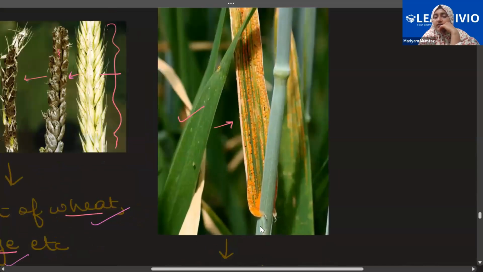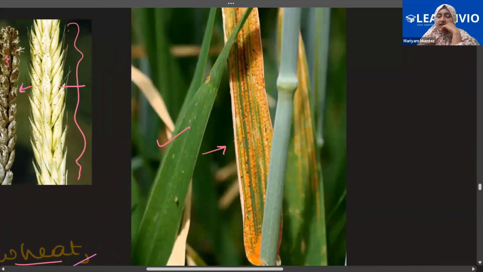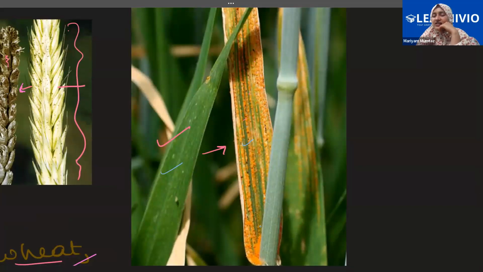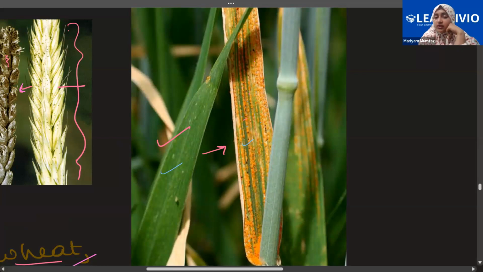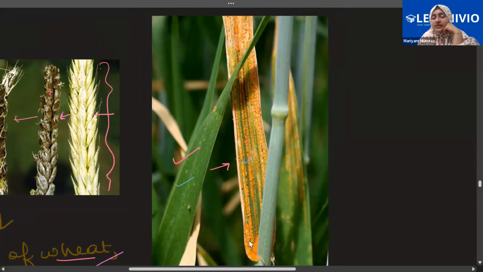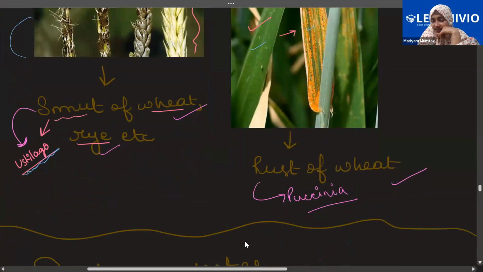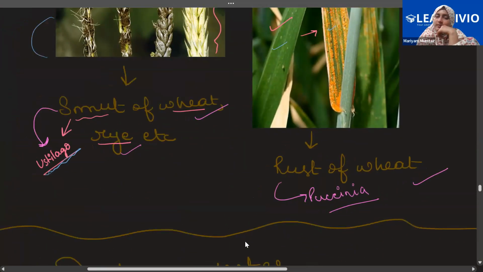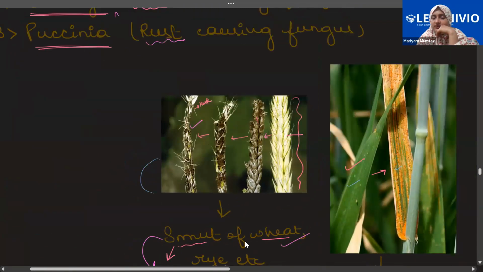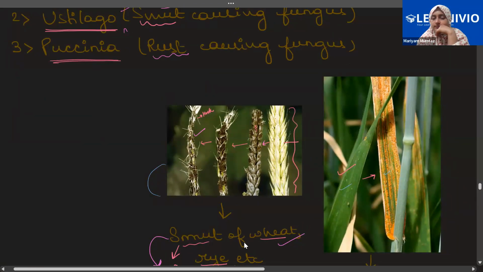Now, in this part, we are showing the rust of wheat. If you look here, do you see like this is a normal leaf and this is a rust leaf? Do you see how tiny rust is on the leaf? So this is rust of wheat. This is what the diseases that are caused by the Basidiomycetes. And rust is caused by the Puccinia, and smut is caused by the Ustilago. Any doubts?